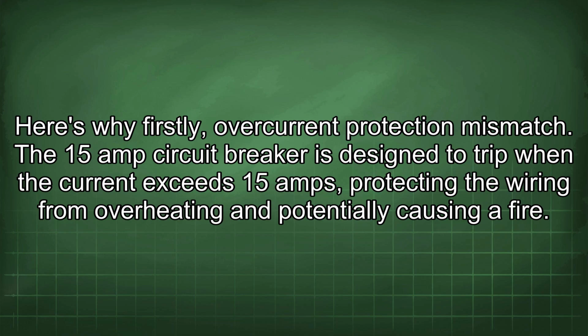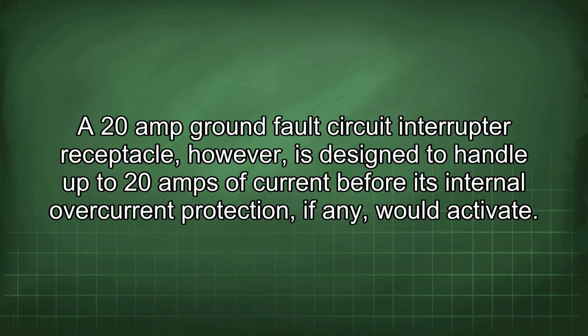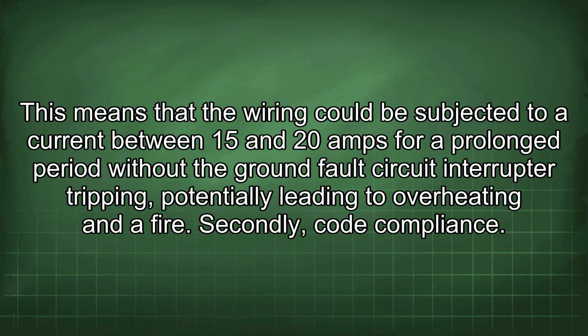The 15 amp circuit breaker is designed to trip when the current exceeds 15 amps, protecting the wiring from overheating and potentially causing a fire. The 20 amp ground fault circuit interrupter receptacle, however, is designed to handle up to 20 amps of current before its internal overcurrent protection, if any, would activate. This means that the wiring could be subjected to a current between 15 and 20 amps for a prolonged period without the ground fault circuit interrupter tripping, potentially leading to overheating and a fire.